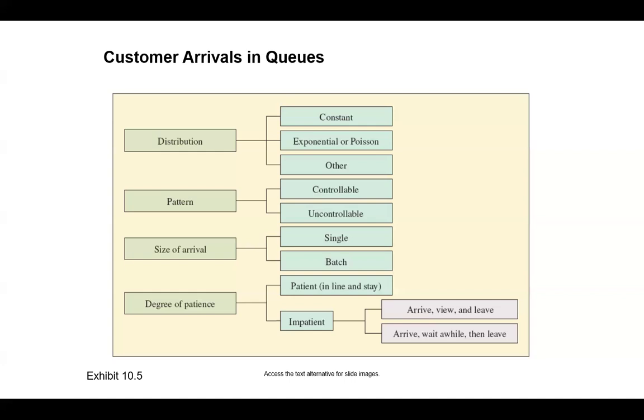So for the impatient, we have 2 different types. One of them is, upon arrival they say, okay, this is a long line, so they just leave. Or they arrive, and even though they see it's a long line, they decide, okay, let's wait. But after a while, they feel, now I don't have that much time, so they leave. We have these 2 different types, but whatever the type, if they leave the line, they don't enter the system to be served. This is the impatient.